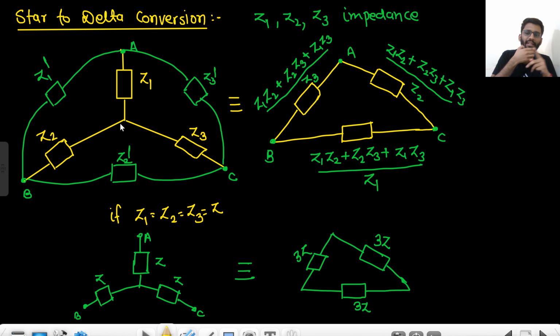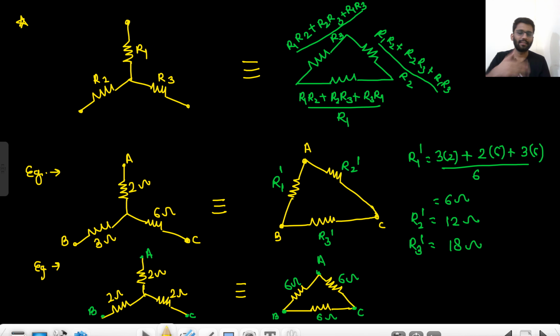So the formula would be Z1 Z2 plus Z2 Z3 plus Z1 Z3 upon the resistance that is in front. So in case of this, the resistance in front is Z3. So similarly we can write it for other, and when Z1 equals Z2 equals Z3 equals Z, then this will happen. Okay, then these are some questions that we saw.